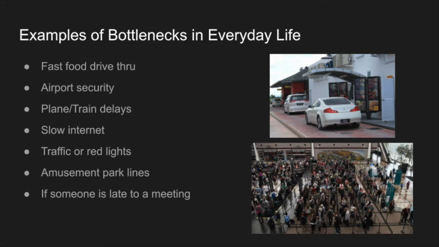Now let's go over some examples of bottlenecks that we see in our everyday lives. In a fast food drive-thru, which can be seen in the picture to the right, bottlenecks are a common occurrence. If one car takes too long to order or receive their food, every car behind them is also affected. We also see this as individuals are going through airport security, or if there are travel delays in a plane or a train. There can be a bottleneck when someone is late to a meeting, making the whole team start later than planned. Similarly, if you have slow internet, then there is a pause in your process of completing homework.